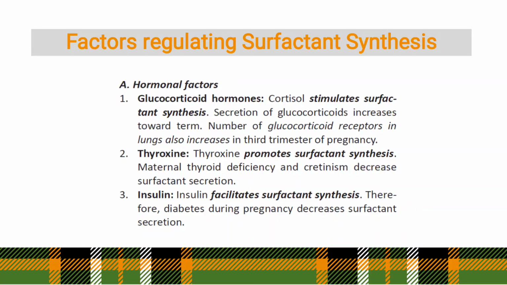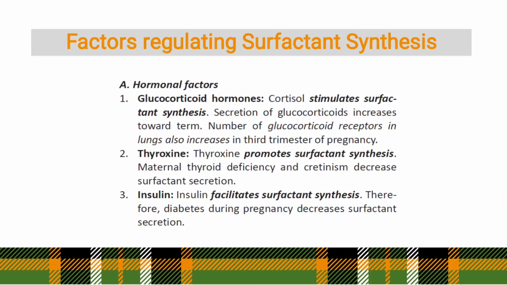So first is the hormonal factor. Glucocorticoid is most important. We will see that during the term when the mother is about to deliver the baby, the glucocorticoid synthesis is increased and its receptors in the lungs also increase. It helps in the maturity of the fetal lung. In addition to glucocorticoid, thyroxine also promotes surfactant synthesis, and insulin also facilitates surfactant synthesis.